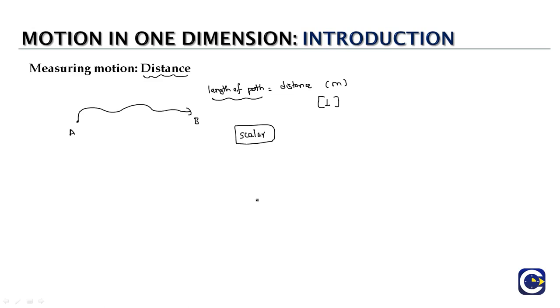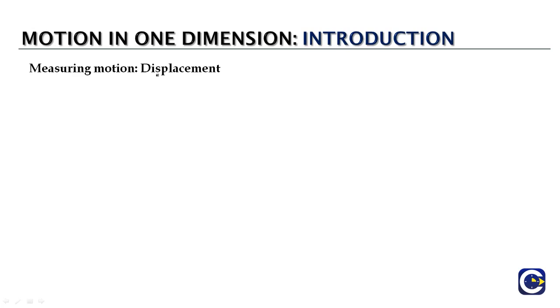And we can see one thing, the distance will depend upon the path taken, which means to reach from A to B, I can take different paths. Now as the path changes, the value of the distance also will be changing. So this is about the distance which is used to measure the motion. We have another parameter that is also used to measure the motion, which is called displacement. Now we'll try to understand what is the exact difference between the two.